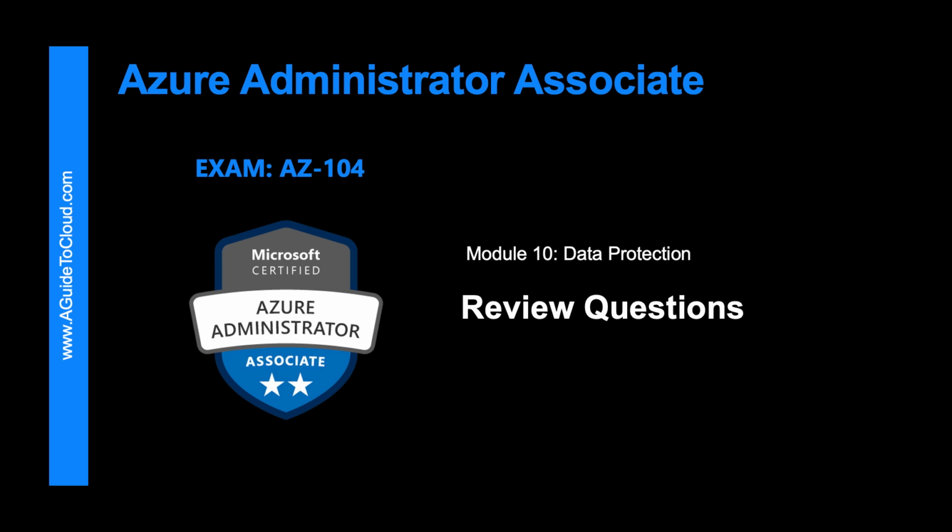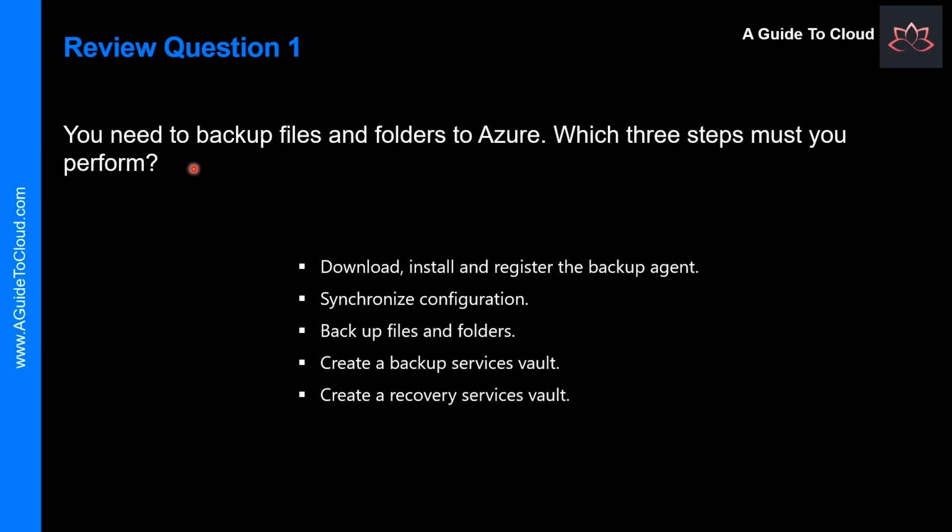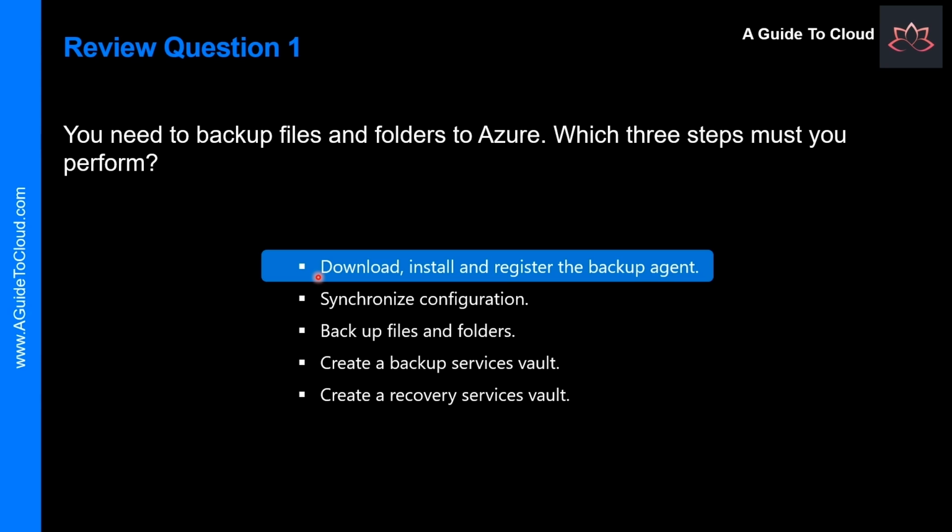In this section, we're going to go through data protection, module 10 review questions. So let's look at the first question. You need to back up files and folders to Azure. Which 3 steps must you perform? So the first step is anyways download, install and register the backup agent. So we have seen a demonstration where I have downloaded the agent and then I downloaded the certificate to register. So that is definitely the first step.